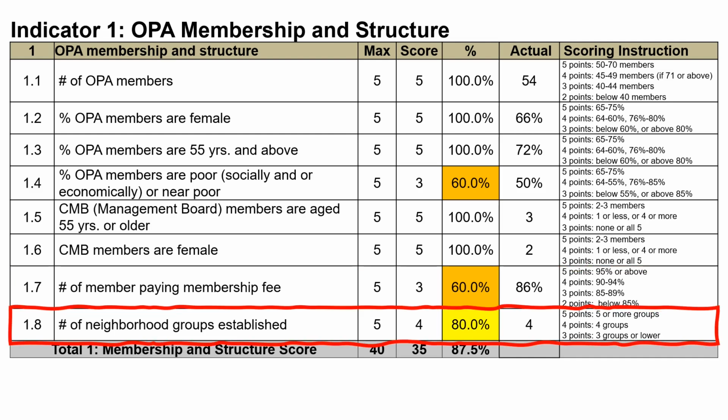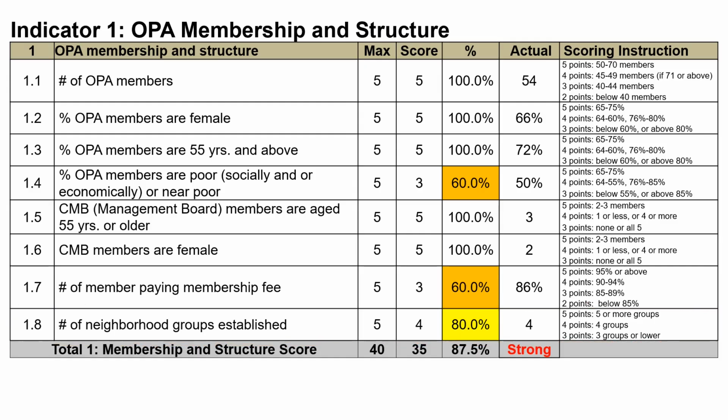Finally, indicator 1.8, the number of neighborhood groups established, was only 4. The OPA would need to increase this indicator up to at least 5 neighborhood groups to get a score of 5. The total score for indicator 1, or OPA membership and structure, is 35 out of 40 maximum score, which is 87.5% of the maximum score. Therefore, the quality status of indicator 1 for this OPA is strong.